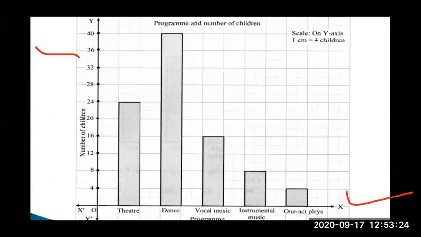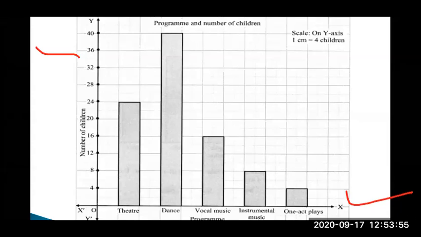Now next, you are going to write the names of the programs. Your program names are drama, dance, vocal music, instrumental music, one act play. So you are going to leave one box and write all the names. Then your number of children. Now the number of children or number of students in drama is given 24.